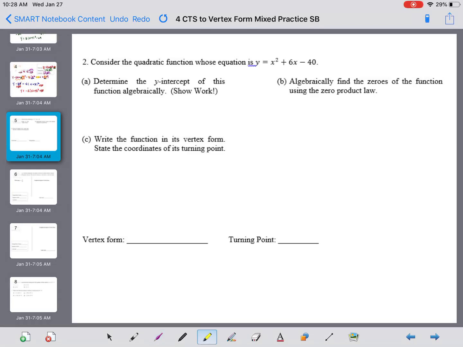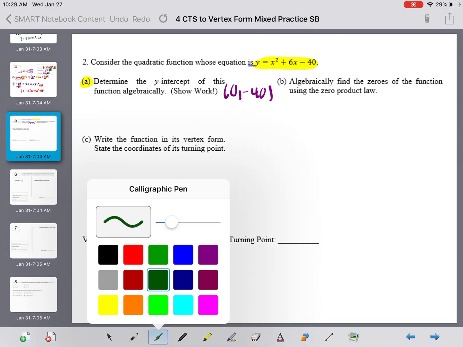So if we consider this quadratic, we're going to use it to answer the following. For A, determine the y-intercept algebraically. Normally the shortcut is just (0, C), so (0, -40). Well, let's see why by solving it algebraically.